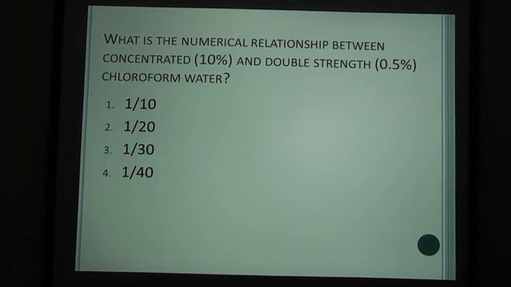What I'd like you to do now is work out the numerical relationship between concentrated, which had the 10% of chloroform, and double strength, which has a 0.5% of chloroform water. What is the relationship between those two things? One has 10%, one has 0.5%. So how are they related to each other? What is the relation to each other?